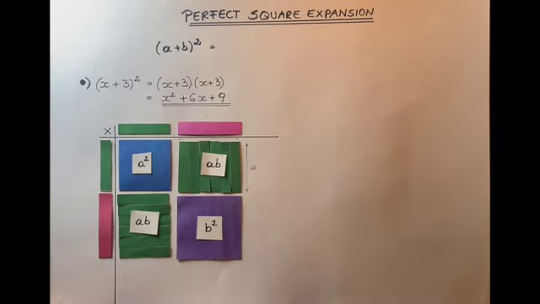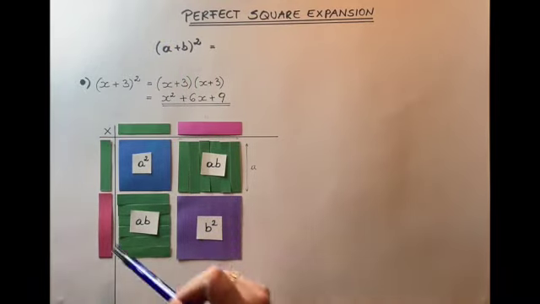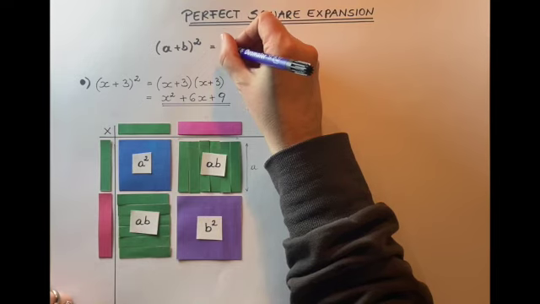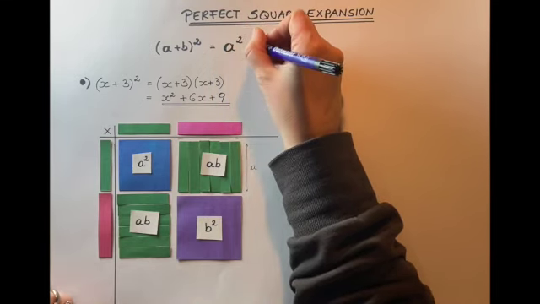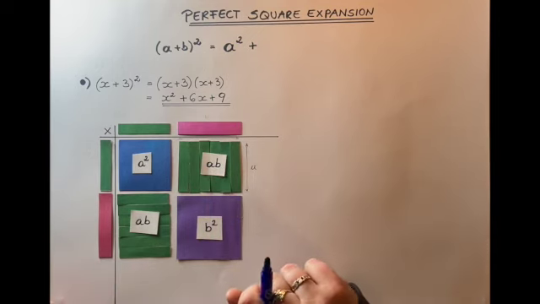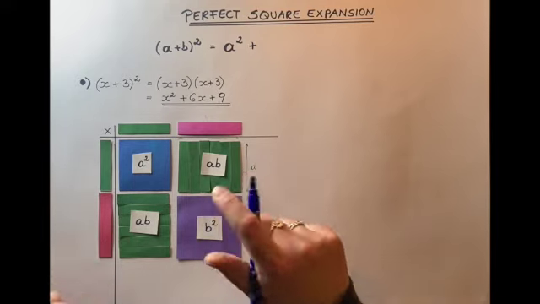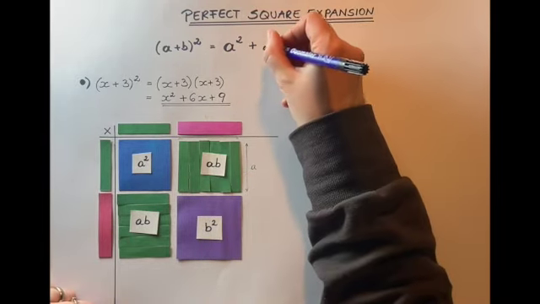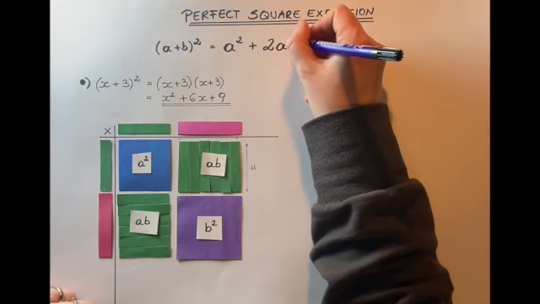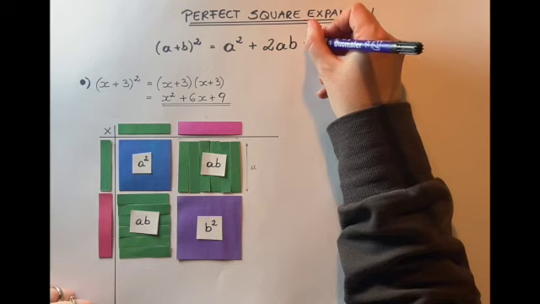So what have we got here in that generalized form? Our result gives us a squared plus ab plus ab. How can we simplify that? By collecting like terms: ab plus ab gives us 2ab, plus b squared.